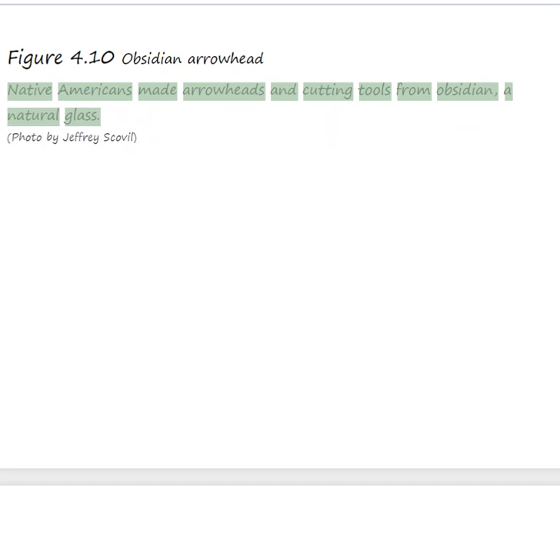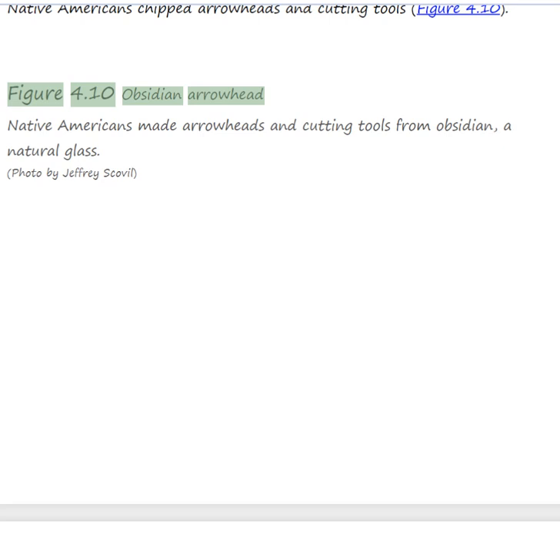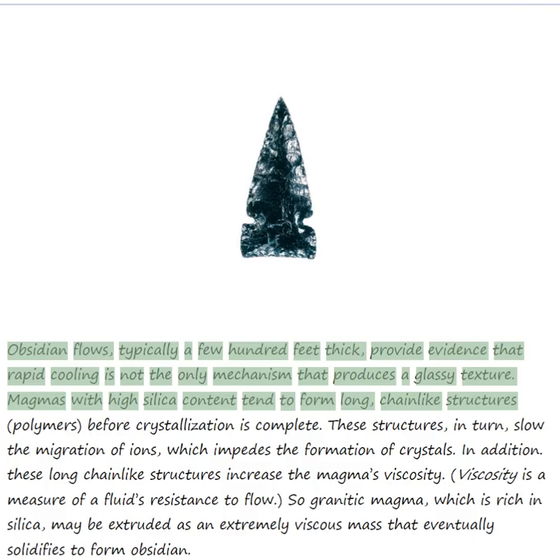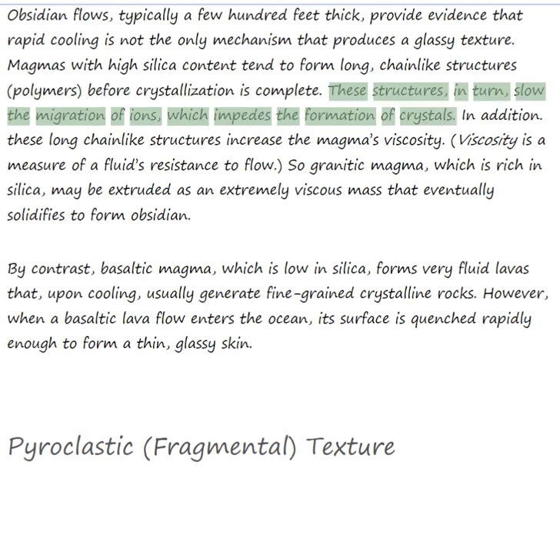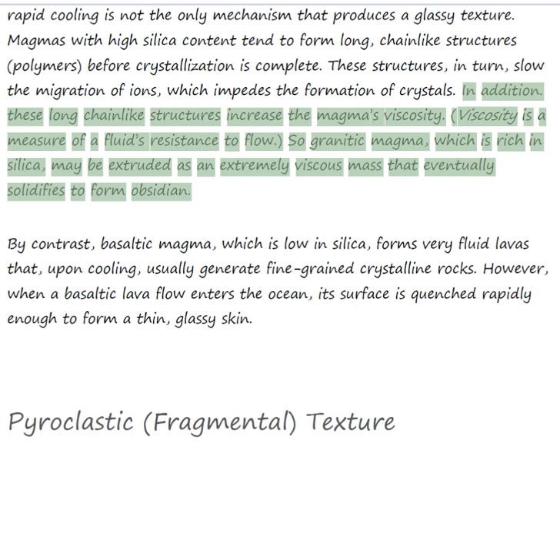Native Americans made arrowheads and cutting tools from obsidian, a natural glass. Figure 4.10 Obsidian arrowhead. Obsidian flows, typically a few hundred feet thick, provide evidence that rapid cooling is not the only mechanism that produces a glassy texture. Magmas with high silica content tend to form long, chain-like structures before crystallization is complete. These structures, in turn, slow the migration of ions, which impedes the formation of crystals. In addition, these long chain-like structures increase the magma's viscosity.